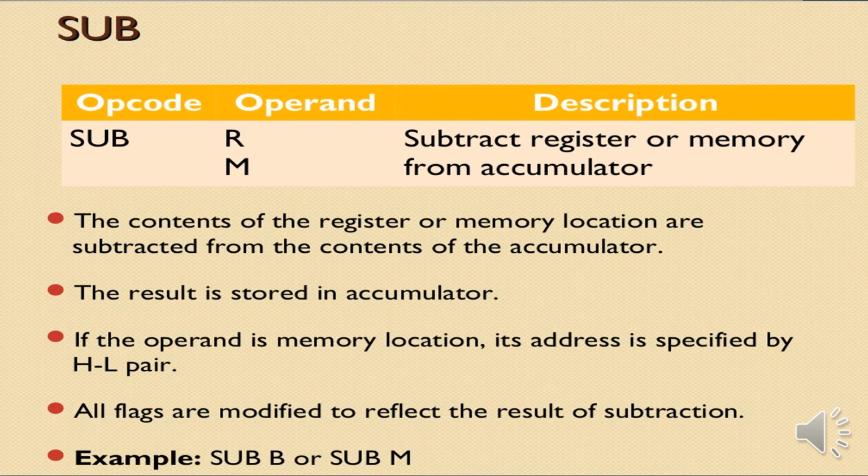SUB instruction, the subtraction instruction. The operand may be a register or memory. Subtract the register or memory from the accumulator. The content of the register or memory location is subtracted from the content of the accumulator, and the result is stored in the accumulator only. If the operand is a memory location, its address is specified by the HL register pair. All the flags are modified to reflect the result of the subtraction. For example, SUB B and SUB M.